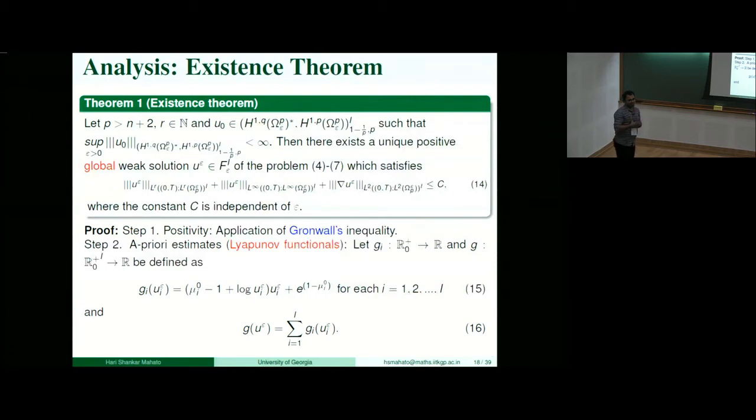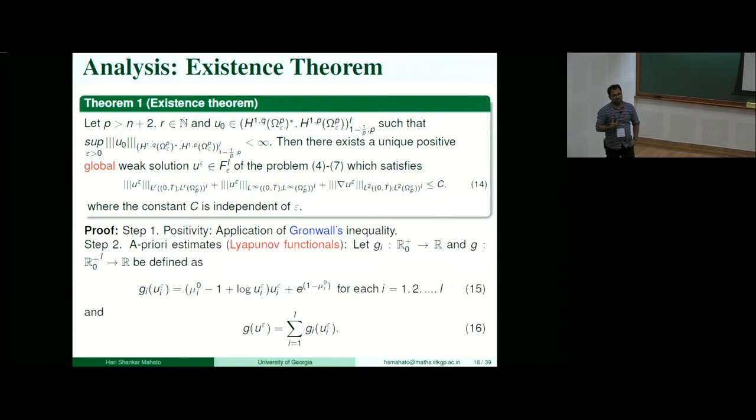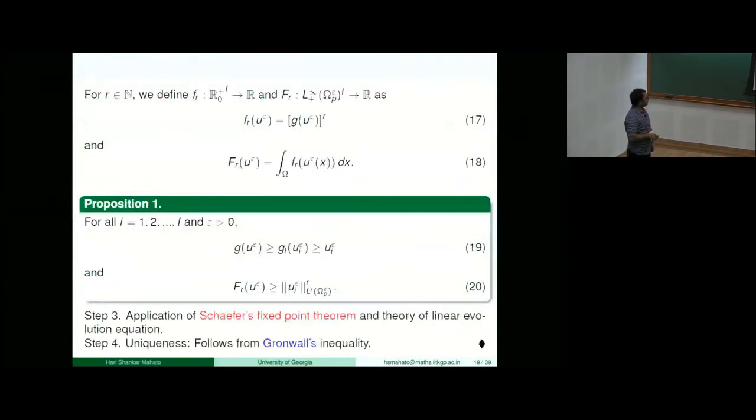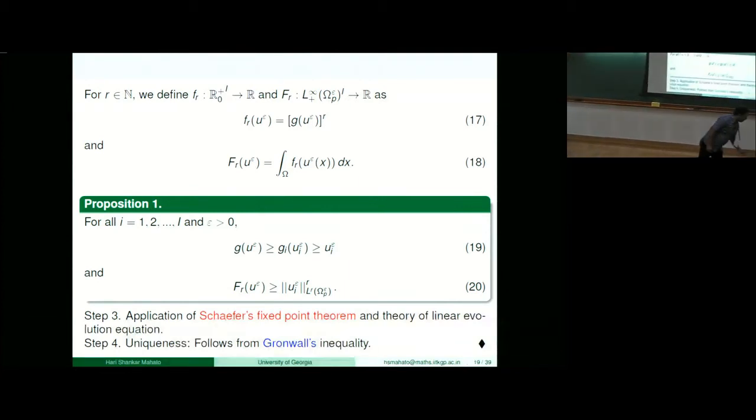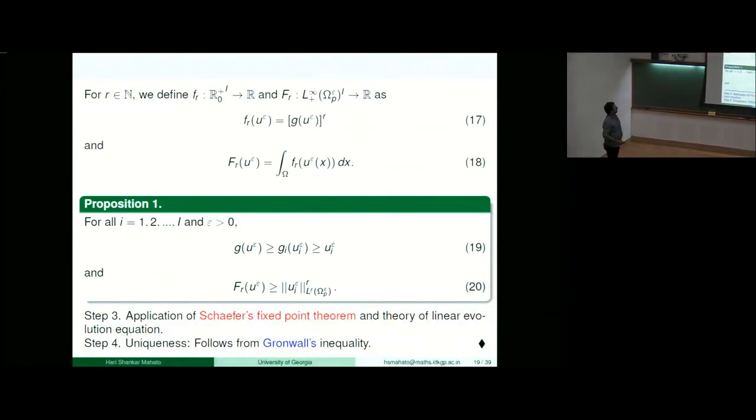So it's the theory of evolution equations and the Lyapunov functional, they are both coming together, and with the help of which we managed to show that the system of diffusion reaction equations has a global positive weak solution. And the uniqueness will be shown by Gronwall's inequality. So that was the very first model that I worked on, and it deals with basically a system of diffusion reaction equations.